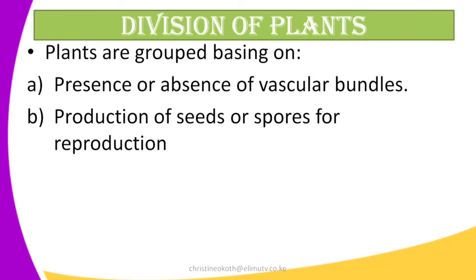So from the plants, the main kingdom is what we call PLANTAE. From the kingdom, we normally go to the phylum, but in the case of plants, we call it the division. So the second rank just after kingdom is called the division in plants. Plants are grouped based on the presence or absence of vascular bundles. The vascular bundles are responsible for the transportation of water and mineral salts. They can also be grouped based on the production of seeds or spores for reproduction.